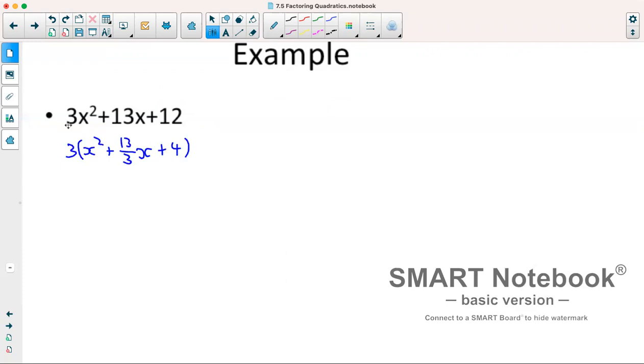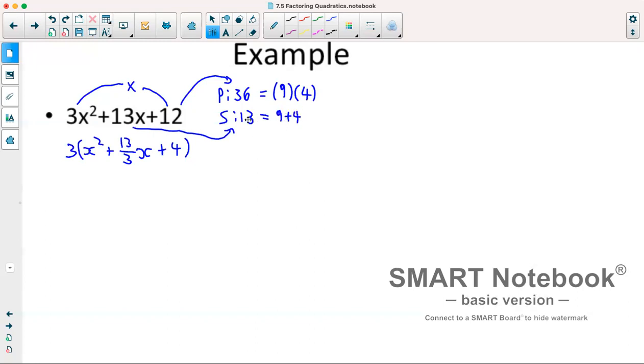So if you encounter a situation where you can't evenly divide out the number in front, what we want to do is what's known as a modified product sum. So our product becomes our first term times our last term. So we'd have a product of 36. And our sum will still just be our middle term. Now we want to find two things that multiply to 36 and add to 13. So that would be 9 and 4.